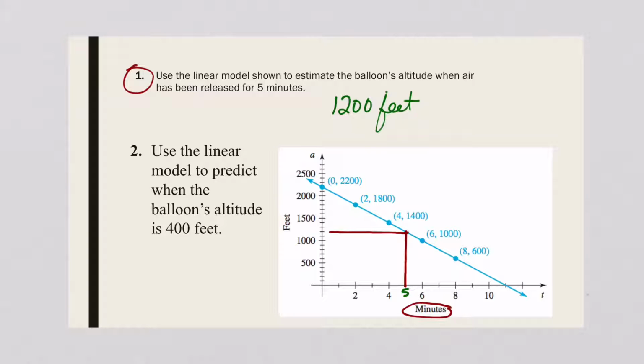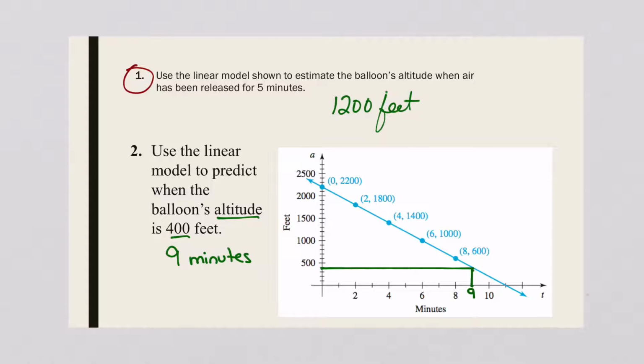Use the linear model to predict when the balloon's altitude is 400 feet. Okay, let me erase again. I'm going to erase what we just did. And this time, I look at when the altitude is 400 feet. So the altitude 400 feet is right here. Again, I'm using a straight edge to draw these lines. And then I draw my line down, and that tells me the number of minutes. That's between 8 and 10. So at 9 minutes, the altitude is 400 feet. So this girl has been releasing air from this hot air balloon for 9 minutes, and she is at 400 feet.